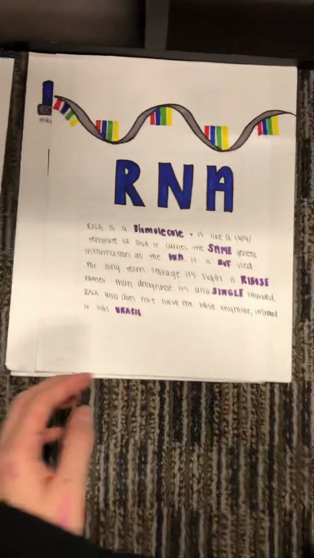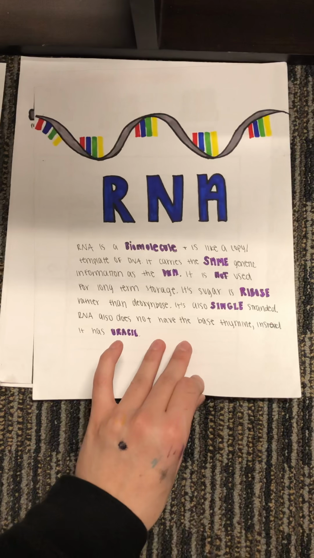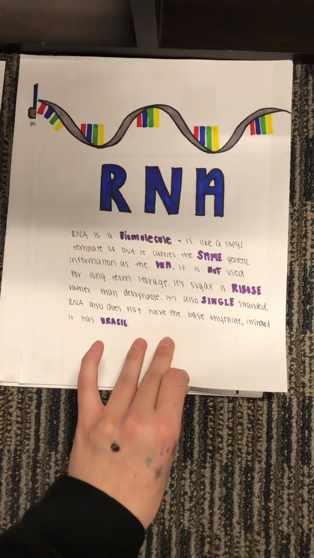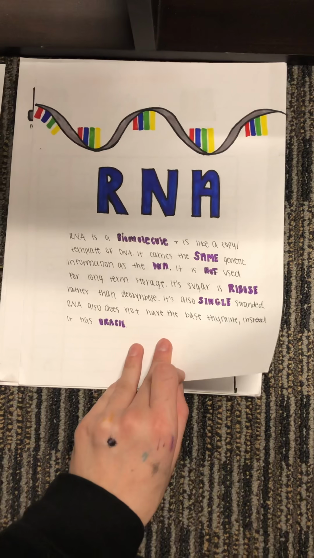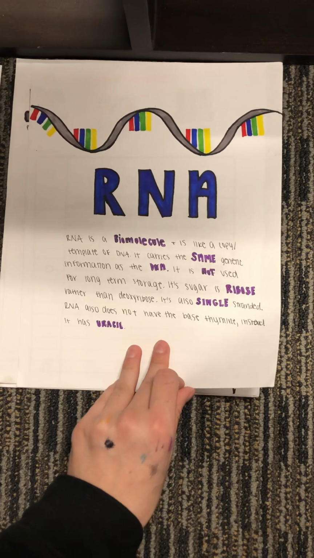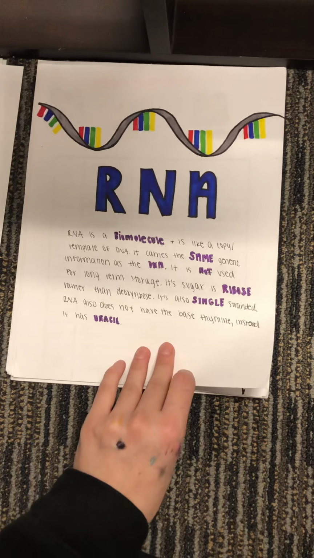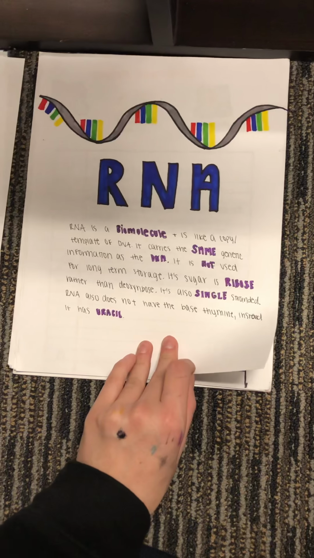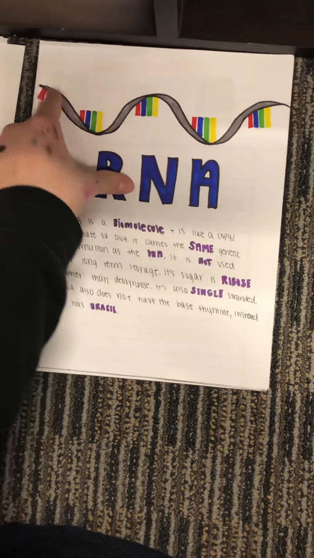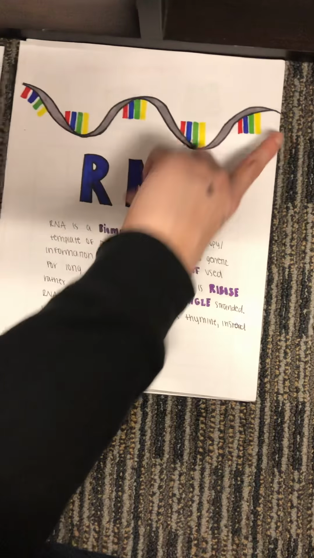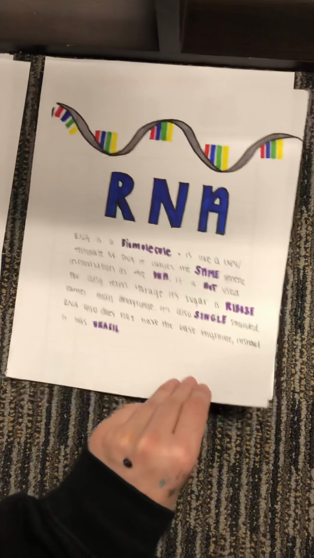Okay, so RNA. RNA is a biomolecule, and it's like a copy or template of DNA. It carries the same genetic information as the DNA. It is not used for long-term storage. Its sugar is ribose rather than deoxyribose. So in DNA, the sugar is deoxyribose, which is why it's DNA, but in RNA it's just ribose. And then it's only single-stranded, so as you see here, instead of there being another coil going around connecting to it, there's only one strand. So it's kind of like half of the DNA.